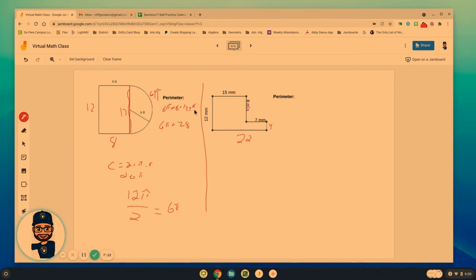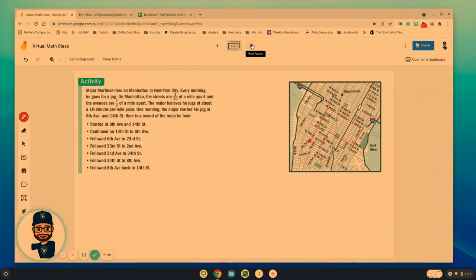And now we can add all of those sides up. 12 and 8 is 20. That makes 35. That makes 57, 64, 68 millimeters by adding all of those sides up. So you do have to find some of the missing information first so that you can go about finding the perimeter.